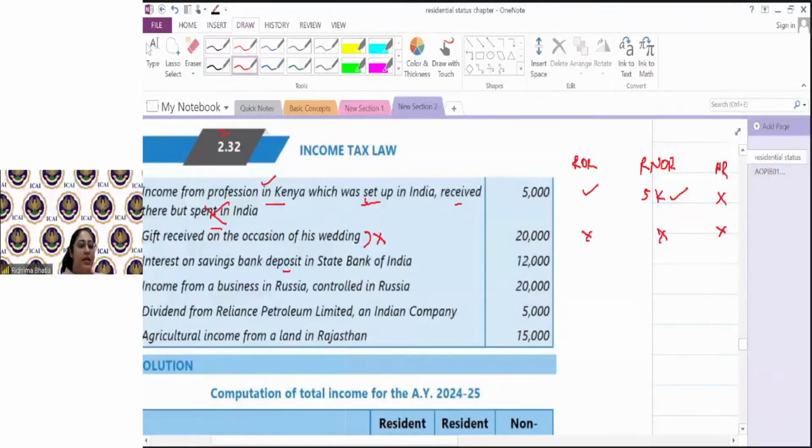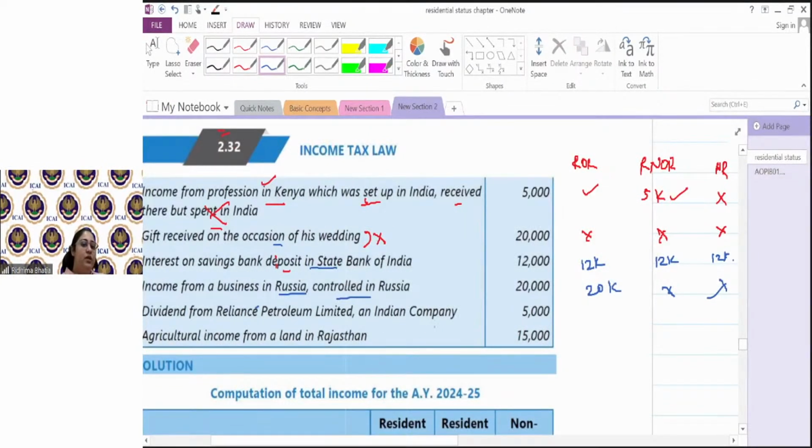Then interest from savings bank deposits in State Bank of India. Taxable? Yes. Full 12K would be taxable. Next, income from business in Russia, controlled in Russia. Control भी बाहर, सब कुछ बाहर, not taxable, but India में ROR के लिए everything would be taxable.